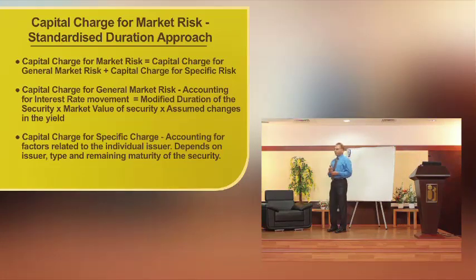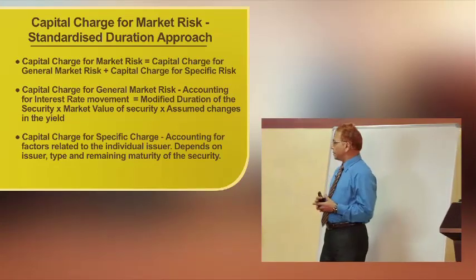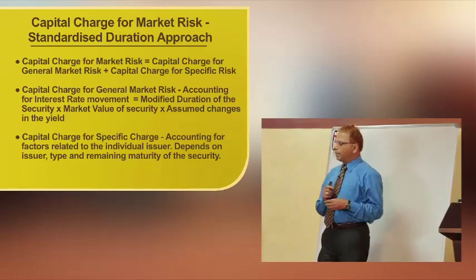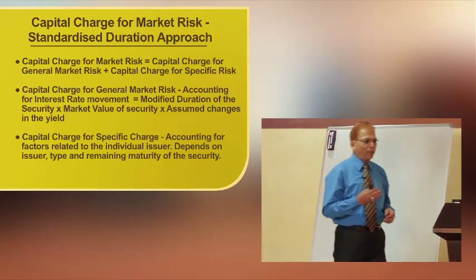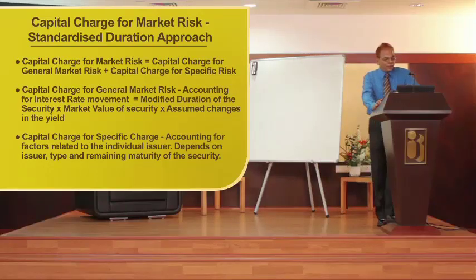So modified duration of the security is a measure of the sensitivity of the bond to interest rates, and the market value of the security is what it is today, and if you multiply by the assumed interest rate change, that will give you the general market risk for the interest rate.